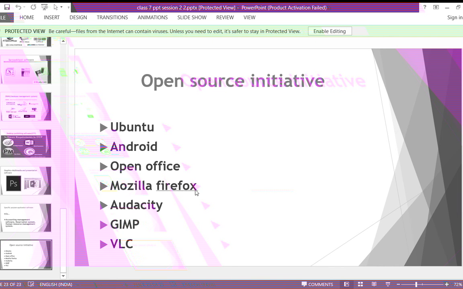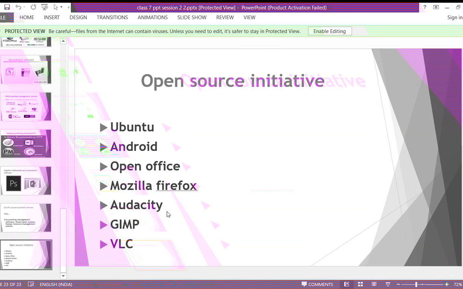Next comes Mozilla Firefox. Mozilla Firefox is one of the search operators, where you are searching for information. It is nothing but a search operator where we search different information. Understood about Mozilla Firefox?